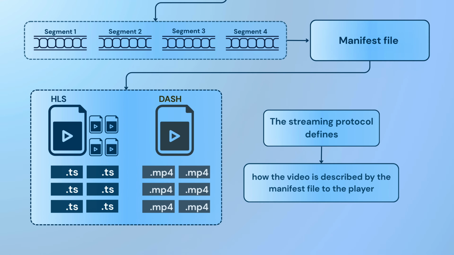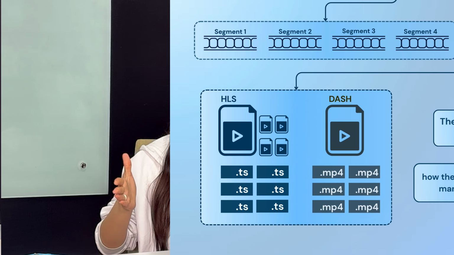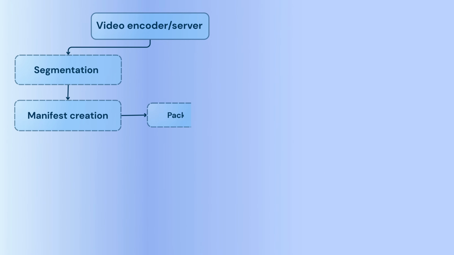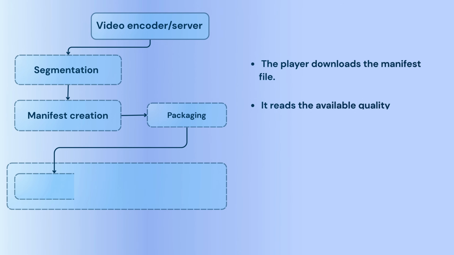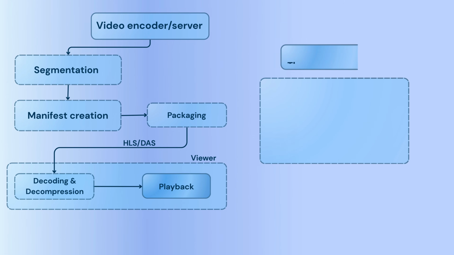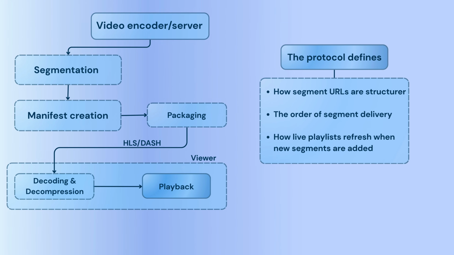Alright, everything is set, everything is going on perfectly. Now, what happens when the playback finally begins? Your viewer opens your app and clicks on the cooking tutorial video. From that moment on, the playback begins. Here's what happens. The player downloads the manifest file, it reads all of the available quality options, then it begins requesting segments one by one. The protocol's role here is to define how video is requested and delivered from the server to the player.